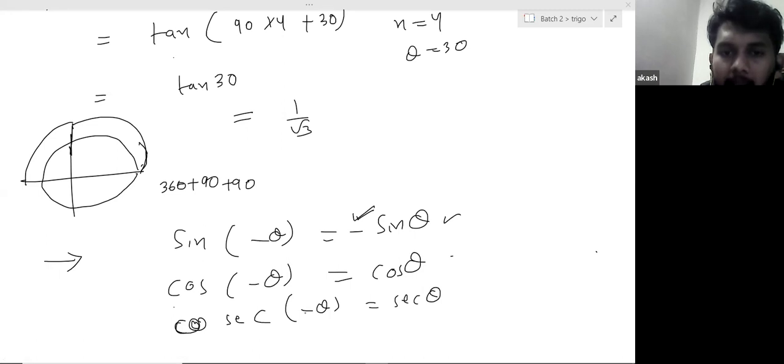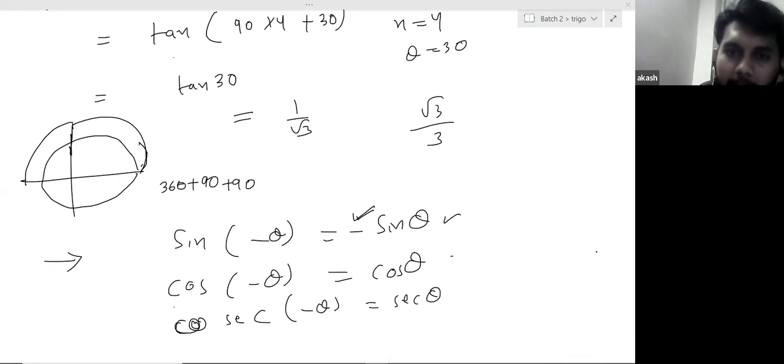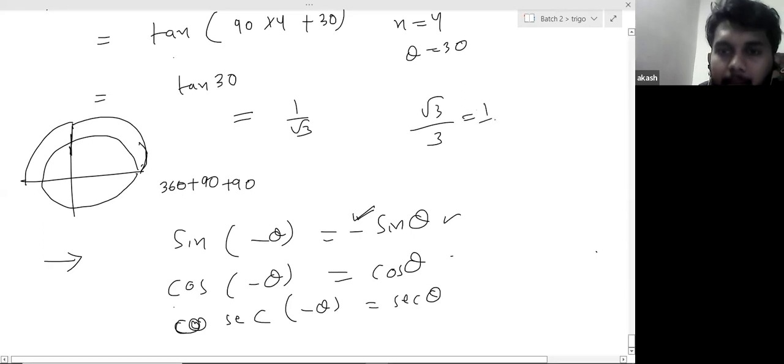No, Peer. Tan 30 is 1 upon root 3. Root 3 upon 3 is 1 only. Okay, you are saying root 3 upon 3, like this, Peer. Yes, this is right. This is 1 upon root 3. You can write this 3 as root 3 into root 3. So root 3 cancelled, 1 upon root 3. Remember this value, 1 upon root 3, not root 3 upon 3. All right, solve the next question.